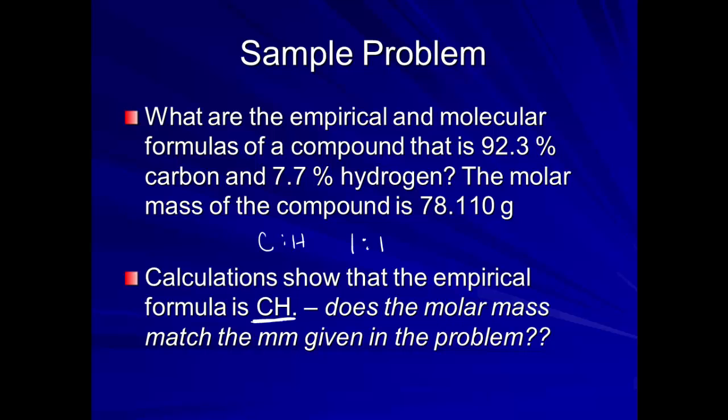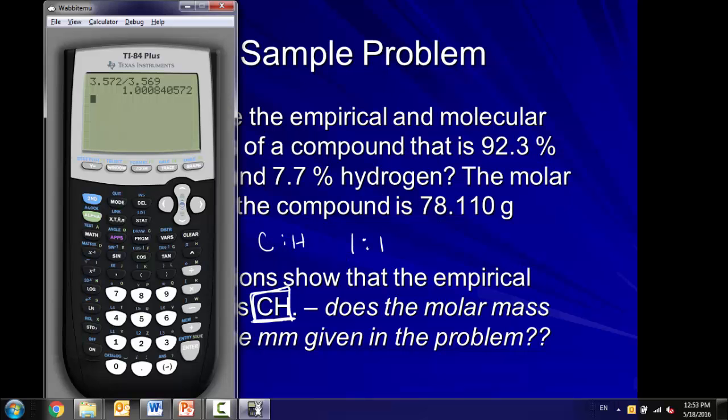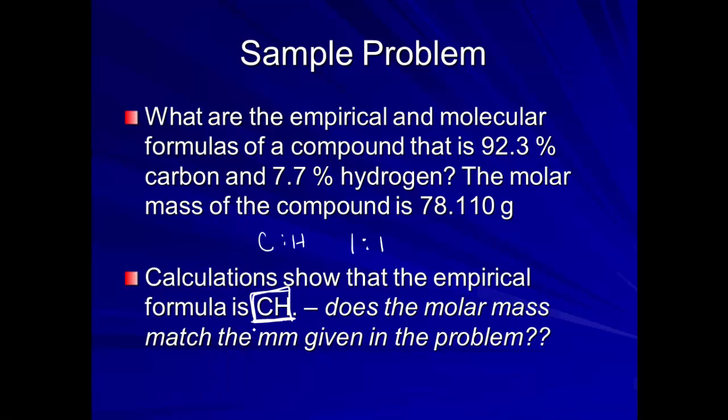But does the molar mass match the molar mass given in the problem? 1 carbon and 1 hydrogen. If we go to our calculator and add it up, 12.01 for 1 carbon plus 1.008 for 1 hydrogen, the molar mass of CH is 13.018. So I'm going to write that down over here. This is 13.018. That does not match the 78.110 given in the problem.